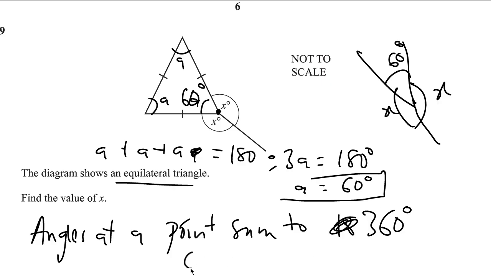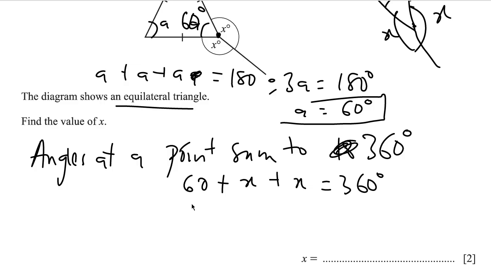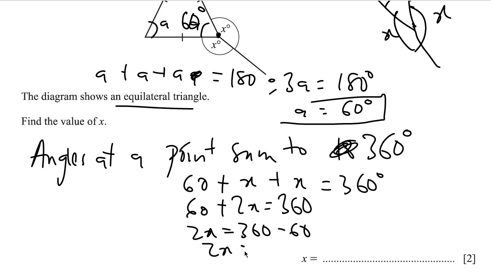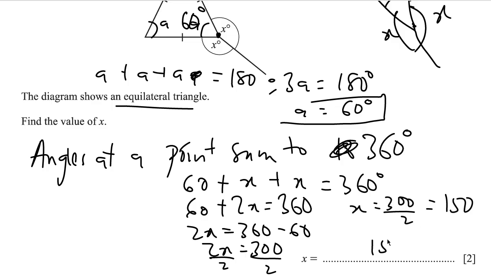So what we're going to have is 60 plus x plus x equal to 360 degrees, right? So x plus x is 2x, so we have 60 plus 2x equals 360, then 2x is equal to 360 negative 60, and then 2x is equal to 300. Dividing through by 2, x will be equal to 300 divided by 2, which is equal to 150 degrees, right? And that's the value of x.